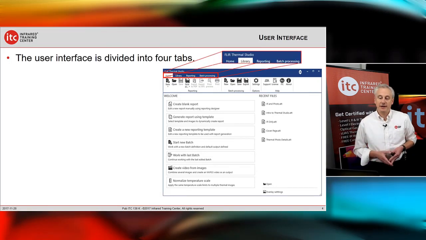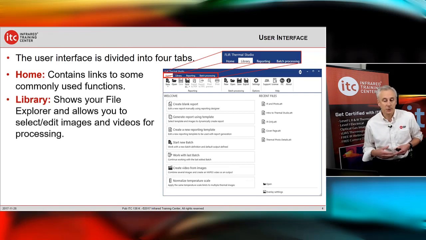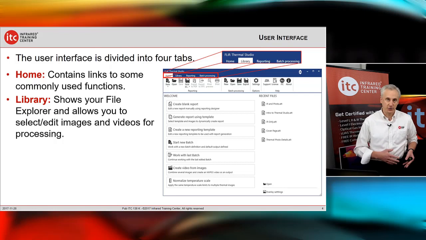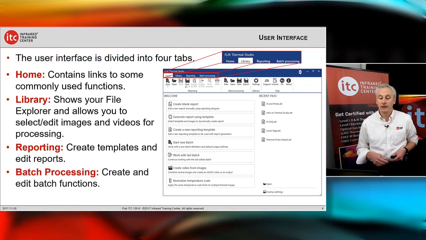Okay. The user interface is divided up into 4 different tabs. The Home tab contains links to some common functions and settings. The Library tab is where you can access all your folders, where you can find your images and your videos for editing. The Reporting tab is where you can create templates and edit your reports. And the Batch Processing tab is where you can create those batch jobs. So the tabs sort of group the common functions.